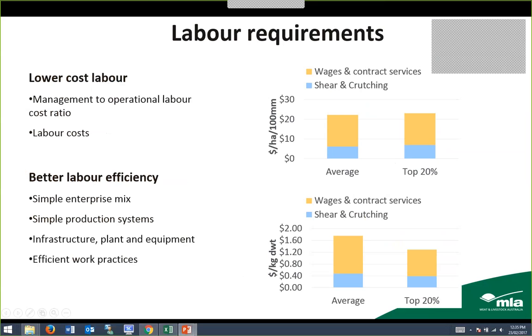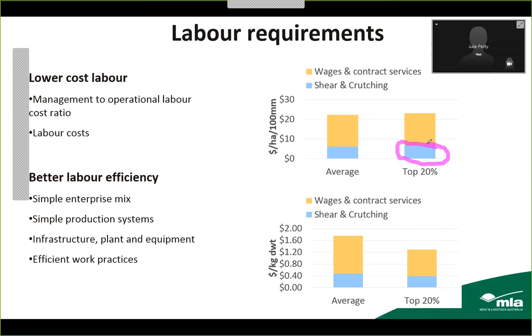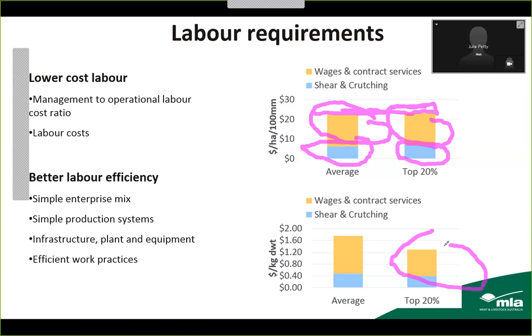So in this slide, this is quite a nice slide in my view. It demonstrates a few things quite nicely. There is very little difference between these two in terms of shearing and crutching costs or in terms of wages and contract services. They're nearly dead level or close enough to it. But when you get that down to a cost per kilo of dress weight, you can see that both are lower here relative to being the same up here.